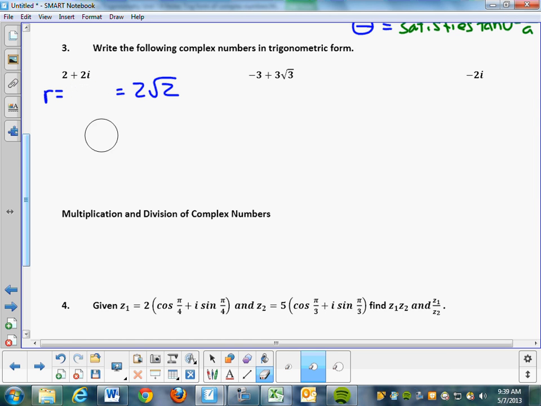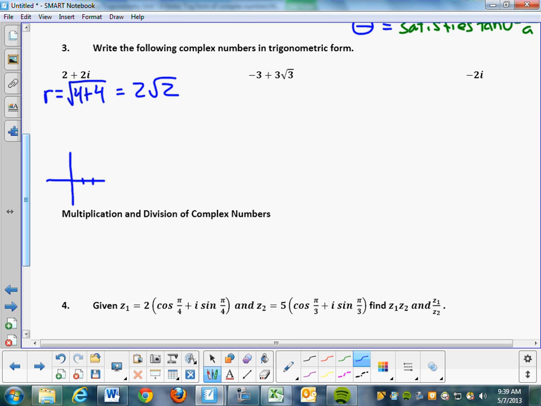I'll write it better so that 8th hour can see it. Okay. 2 plus 2i. That could be in the first quadrant, or the second quadrant, third quadrant, or fourth quadrant. It's in the first quadrant. If you think about it, you would go over 2 and up 2. That's very important. So when you solve for theta, it's going to be between 0 and 90. We are going to solve in radians for trigonometric form. So it's going to be between 0 and pi over 2.